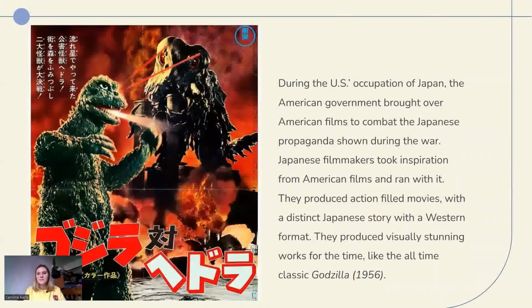During the US's occupation of Japan, the American government brought over American films to combat Japanese propaganda shown during the war. Japanese filmmakers took inspiration from American films and ran with it. They produced action-filled movies with a distinct Japanese story with a Western format. They produced visually stunning works for the time, like the all-time classic Godzilla, which debuted in the United States in 1956.